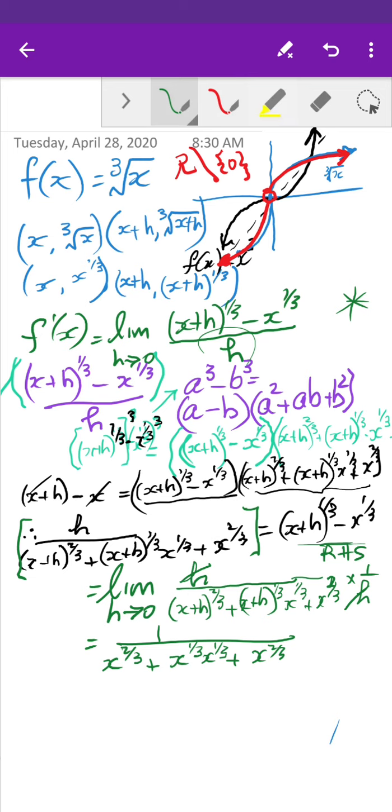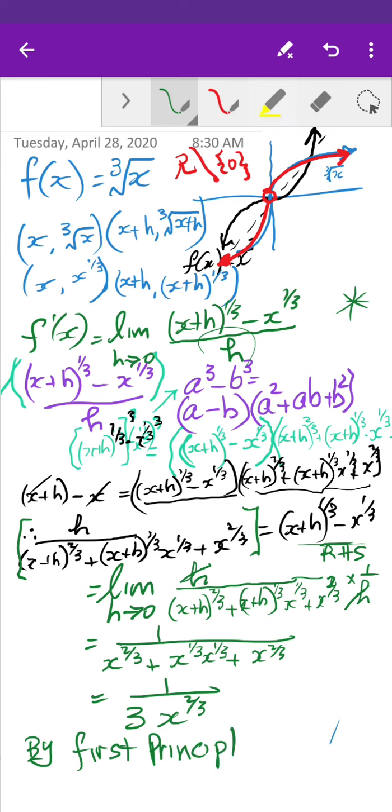You will see that's x to the 2/3 plus x to the 2/3 plus x to the 2/3, so it's 1 over 3x to the 2/3. And there we have the limit as h approaches 0. That is the derivative by first principles of the cube root of x.